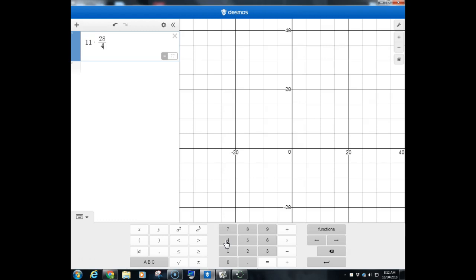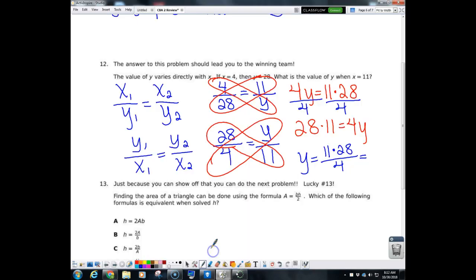I can't read that. What do y'all get? 77 should be your answer. So this would equal 77. Huh? You should get to the dynamo.